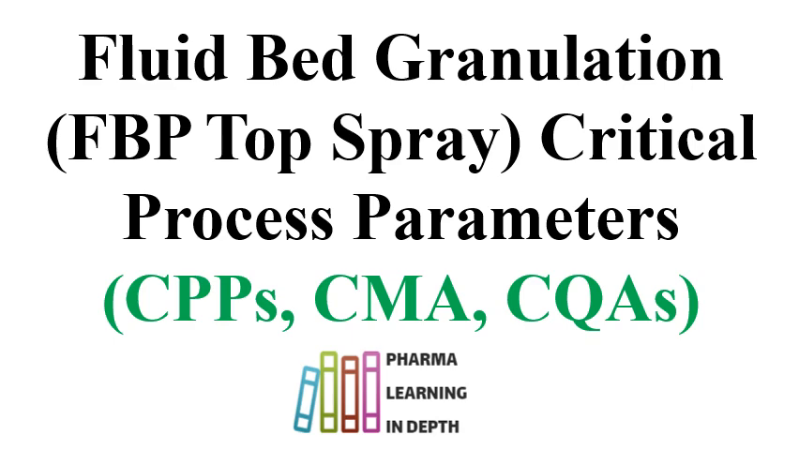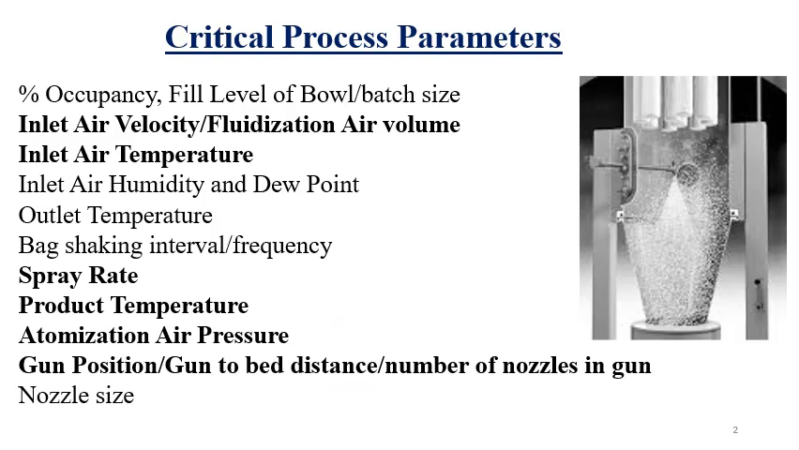Top spray granulation produces granules which are porous in nature and generally have good flow properties and good dissolution or solubility behavior. The top spray granules are generally less hard and are porous in nature compared to the granules prepared by the rapid mixer granulation process. Let's start with the critical process parameters which are related to the CQAs.